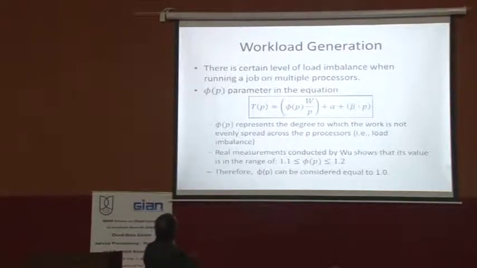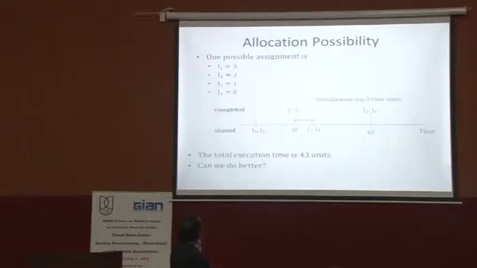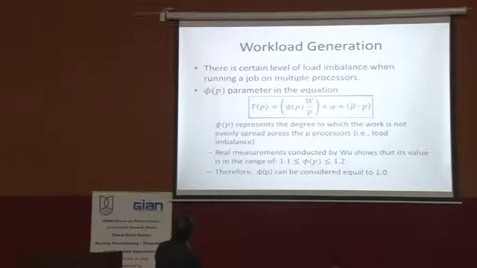Now, there is a certain level of load imbalance, as I said. If you look at the example I showed you here, even though you assign this job, it can't start. So even if you parallelize your job, because of some issues, there can be some imbalance. That is what this parameter handles. And P represents the degree to which the work is not evenly spread across the P processors. That is load imbalance. That is what this particular parameter accounts for.